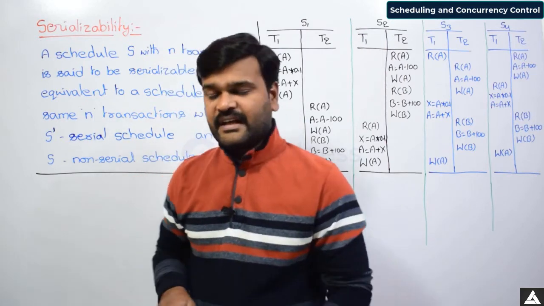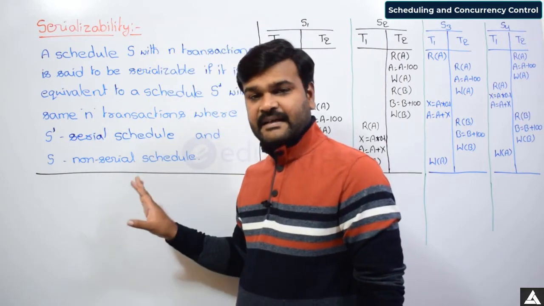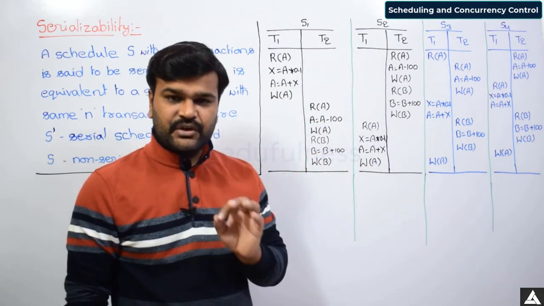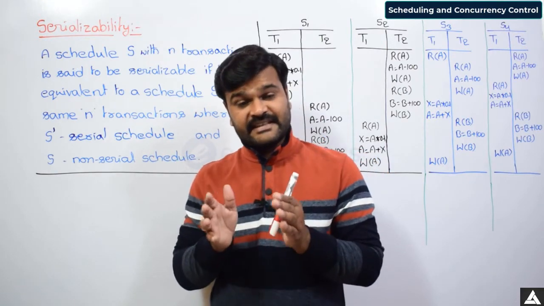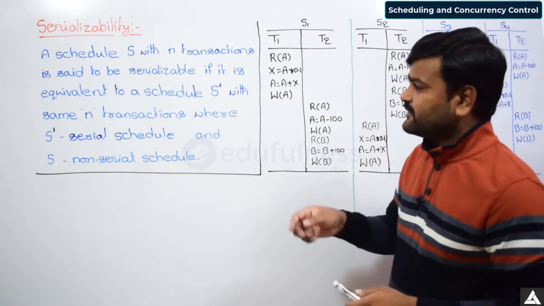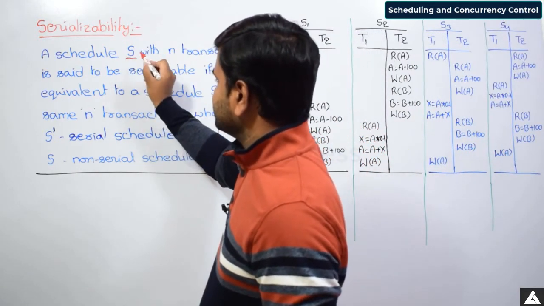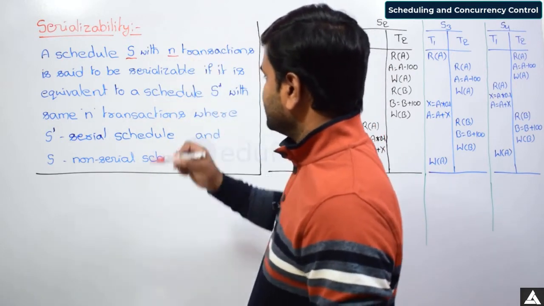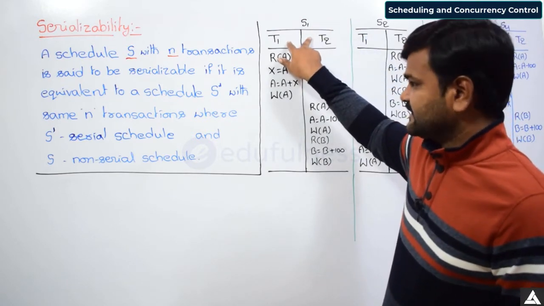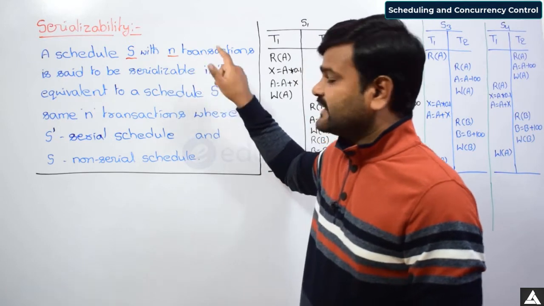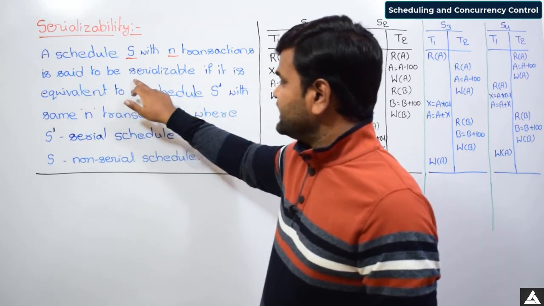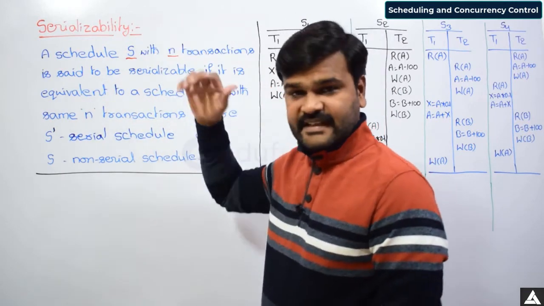So first of all, let us try to understand its definition, and to make this more clear, let us look at these examples. First of all, we are going to get clarity on what serializability is. So let us see its definition. If you take a schedule S with n transactions, very importantly we have n transactions. For example, this is one schedule, S1, with two transactions. So a schedule S with n transactions is said to be serializable. That is what serializability is.